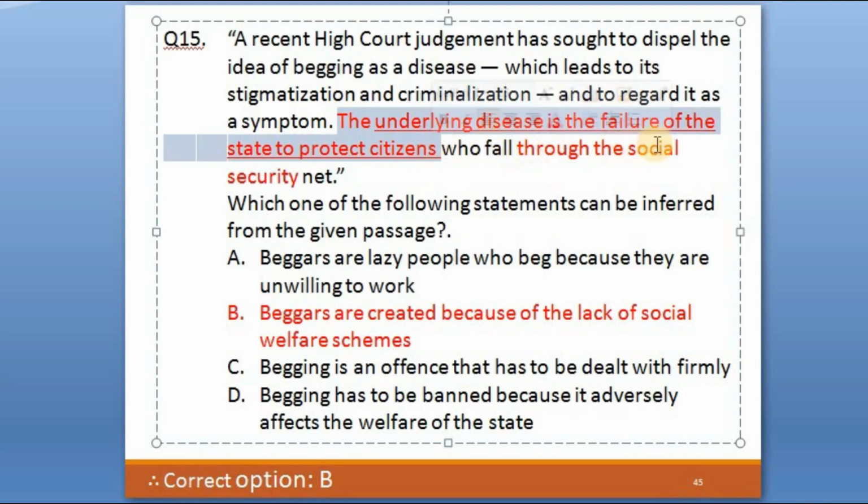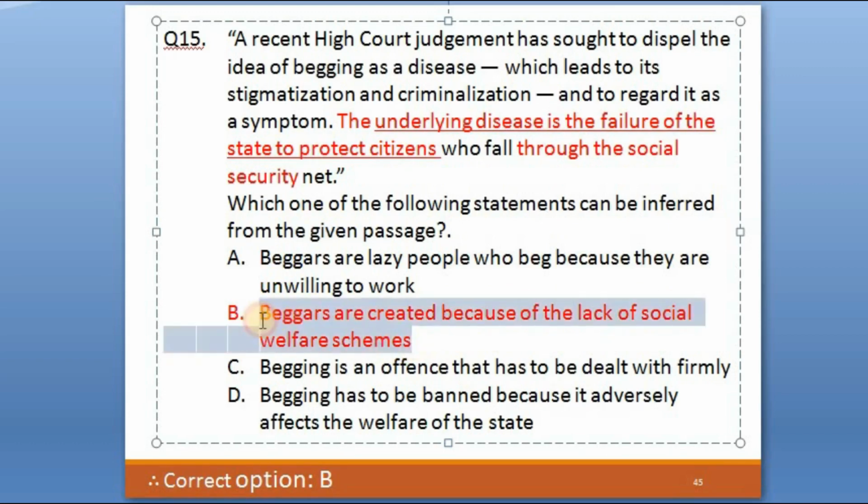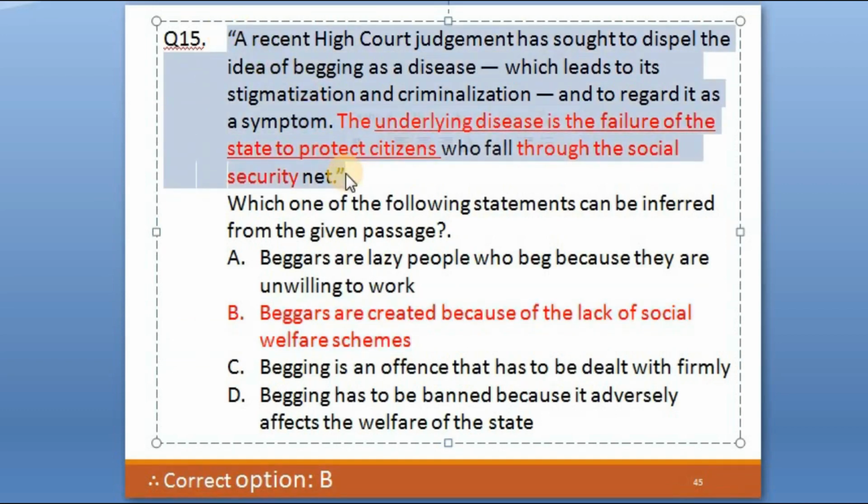Now this particular statement is following the same approach which is given in option B, that is beggars are created because of lack of social welfare schemes. So again, in such types of questions we have to analyze thoroughly, and if possible we have to do the statement breakups, and then according to those breakups we can analyze the given options one by one. So option B is the correct option here.